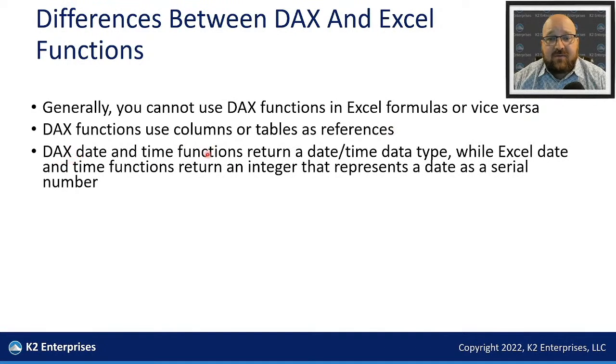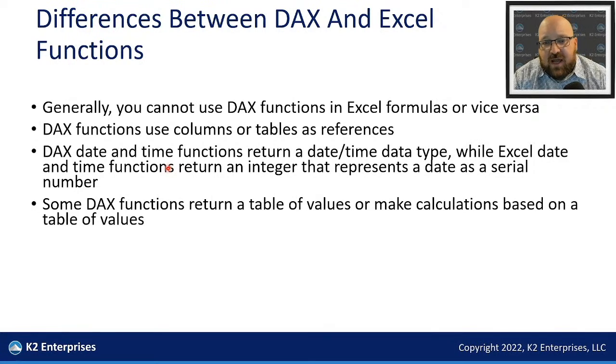DAX date and time functions return date and time. Excel, on the other hand, returns an integer. Have you ever noticed inside of Excel when you do some sort of date calculation, sometimes you'll get a number like 19,036? Anybody ever noticed that before? Why is that? Well, because Excel uses what's called the 1900 numbering system. It counts the number of days from January 1st, 1900 to today. So if it's an integer that's returned, that's the number of days between whatever date you're working with and January 1st, 1900. Versus DAX, it's going to return month, date, year. It's going to return the actual date and time of that. And that's very similar to how databases operate.